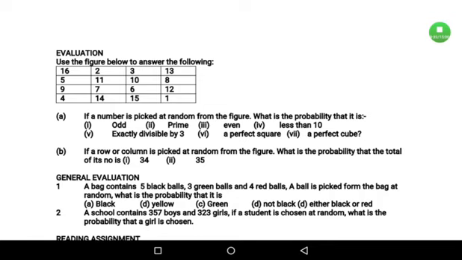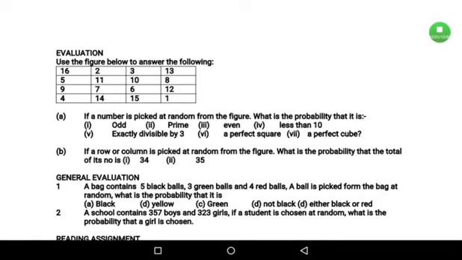Exactly divisible by 3. Don't forget, a number like 10 is not divisible by 3, but 12, 15, these are numbers divisible by 3, and even 3 itself. So you look for them, then add them together over total number of numbers in the table. A perfect square. A perfect square is a number that has a whole number square root.